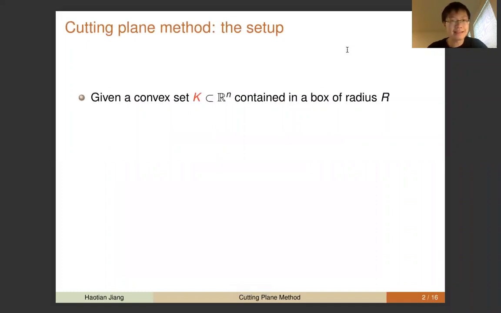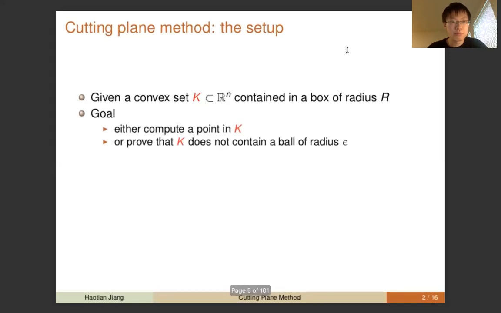So the problem we study today is the following feasibility problem. Given the convex set K, which is a subset of R^n contained in a box of radius r, our goal is to either compute a point in K or prove that K does not contain a ball of radius epsilon.